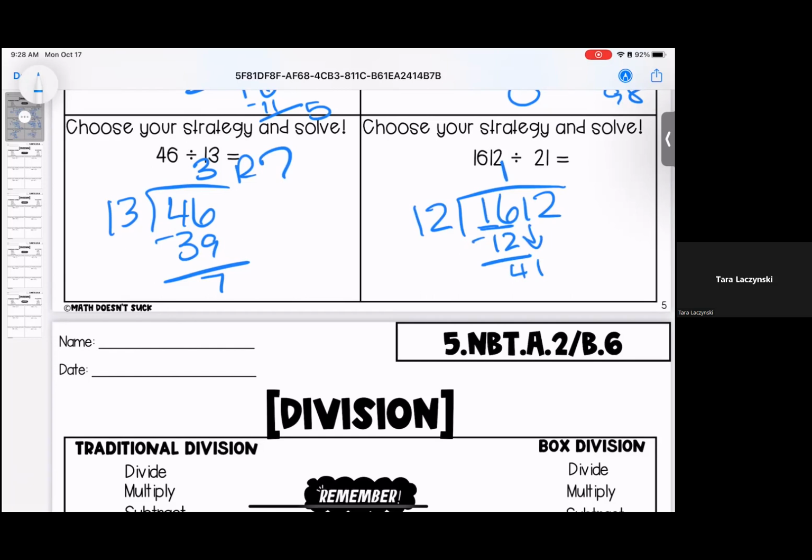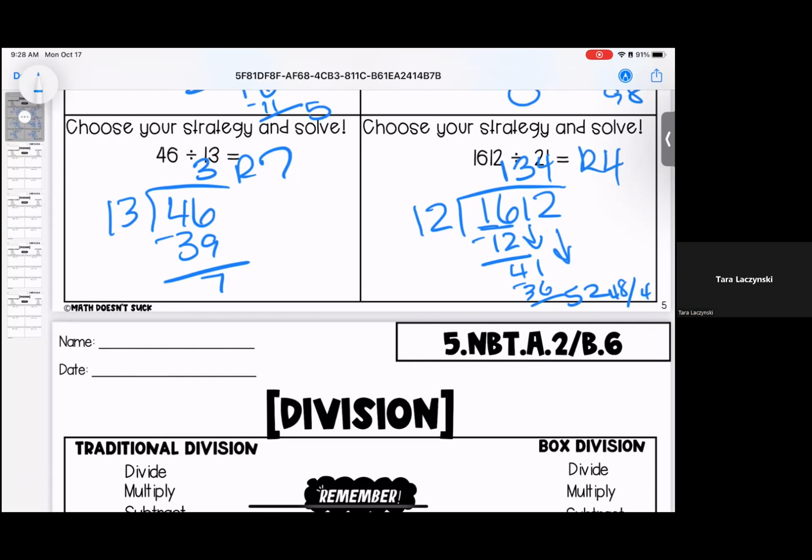I'm thinking of skip counting by 12s. 12, 24, 36 is going to be the closest I can get. And when I subtract 41, take away 36, I'm left with 5, running out of space. Bring down my 2. Closest I can get for this one is going to be 4. Put my 4 up top. 4 times 12 is 48. When I subtract, I'm left with 4. 134 with a remainder of 4.